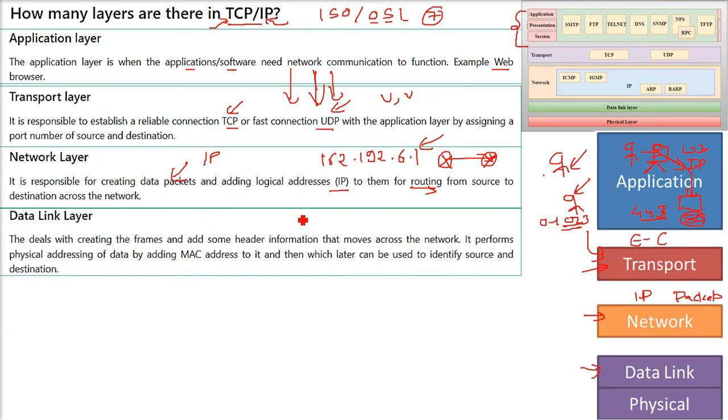Now it goes to the data link layer. This data link layer deals with creating the frames. So it will also add the IP packet.